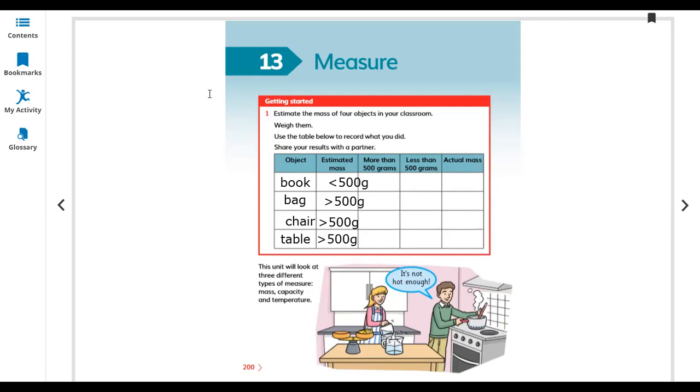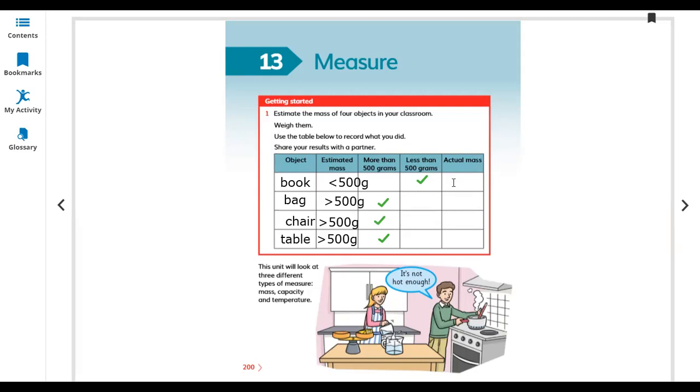If it's more than 500 gram after measuring, then you can make it a tick, like bag. It's more than 500. This is less than 500. Chair more than, and then table also more than. So the actual mass, obviously these are the actual mass after measuring. If the book is not less than 500 gram but more than, you can make it more than, and here make X and here make a tick.